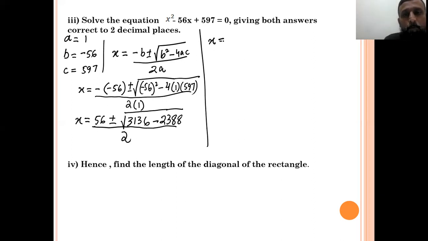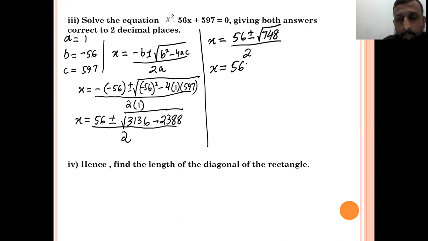Furthermore, x equals. Again, please use your calculator. Find the difference of 3136 and 2388. So we need to do this needful subtraction now. 56 plus minus under root. The difference of these two numbers is found to be 748, whole upon 2. And then we'll find the square root of this number 748. The square root is found to be 27.35.